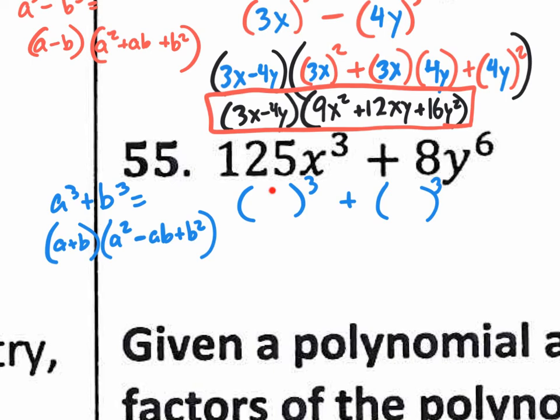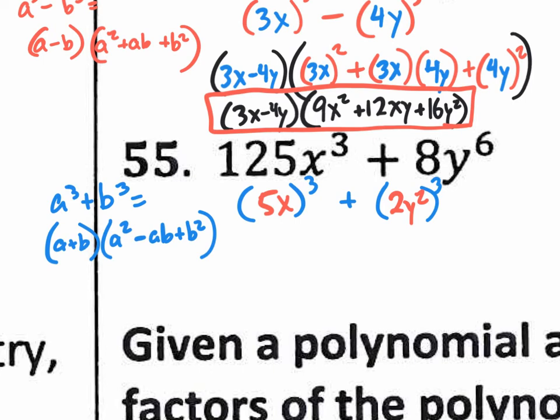So what belongs in the first parenthesis that would give us 125x cubed? 5 with an x. And what belongs in the second parenthesis that would, when we multiply it with itself 3 times, give us 8y to the 6th? 2y to the 2nd. Perfect. So now that we've identified our a value, which is 5x, and our b value, which is 2y squared, we could take the a and the b, plug in the a, the b, and the b, and we'll have our factored form of that sum of 2 cubes.